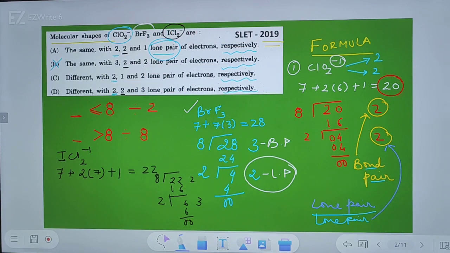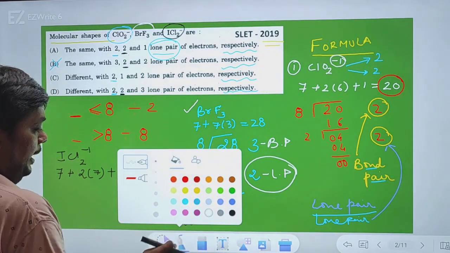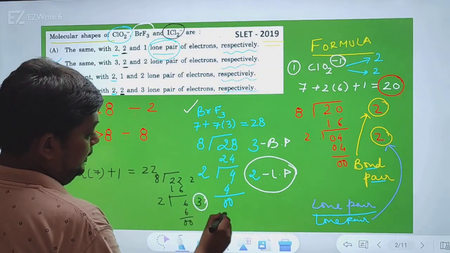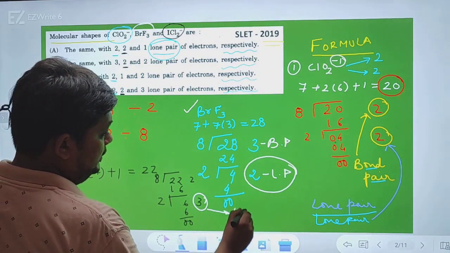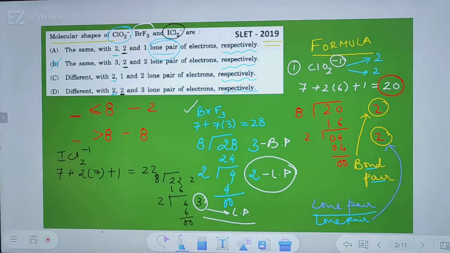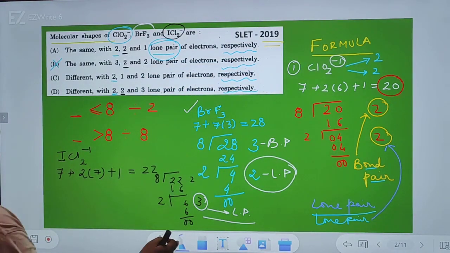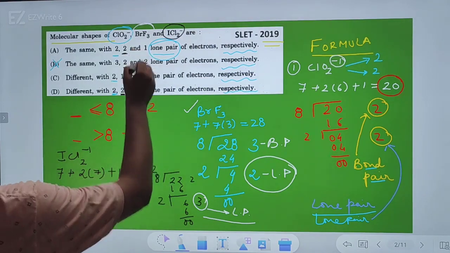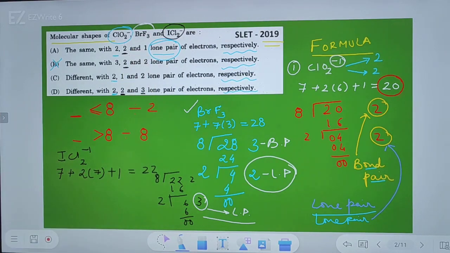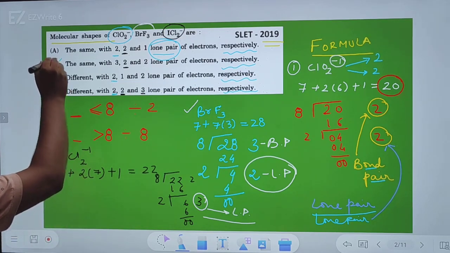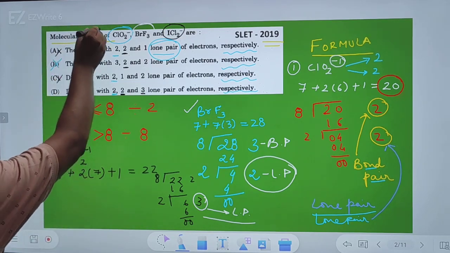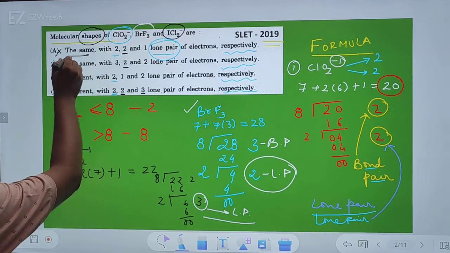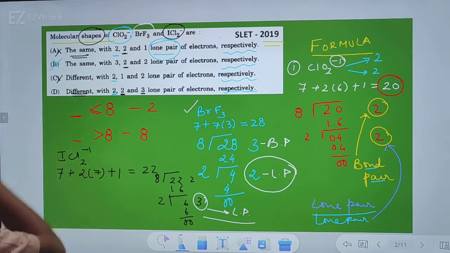So over here, looking into it very clearly, I will have this idea that there are 3 lone pairs again. So 3 lone pairs, so if at all I check 3, this is the only one having this. So I need not go now with the selection of the shape, that is whether the shapes are the same or the shapes are different.